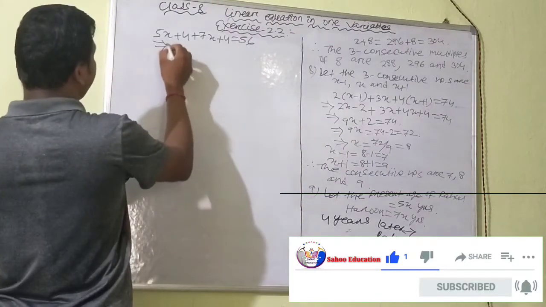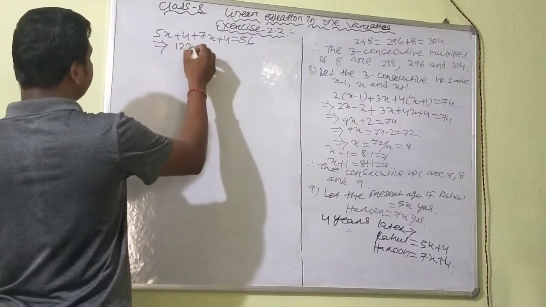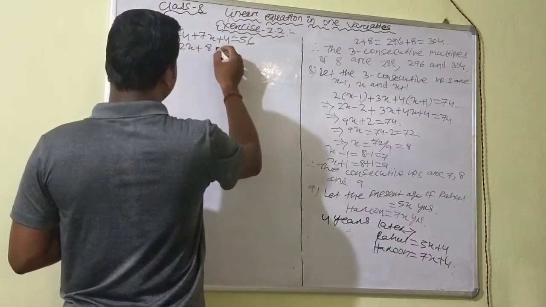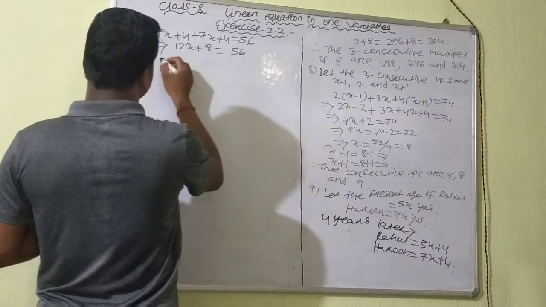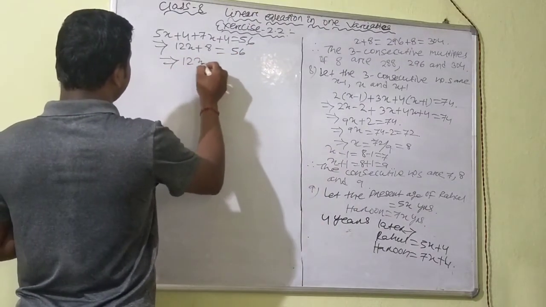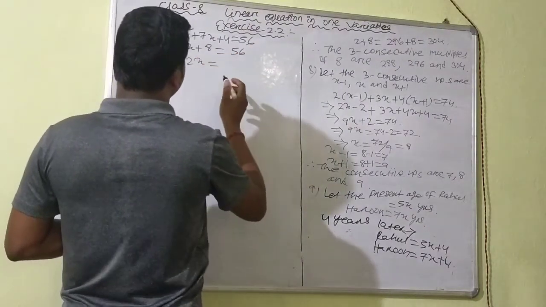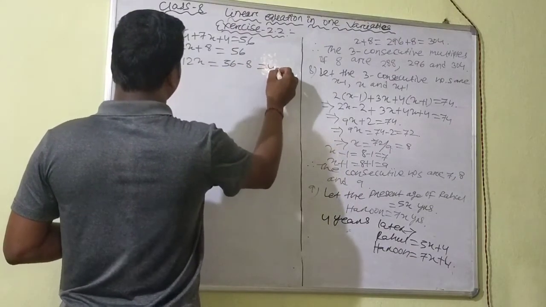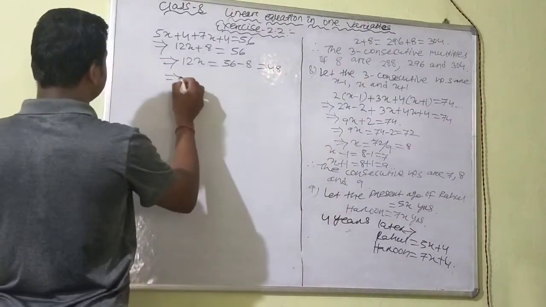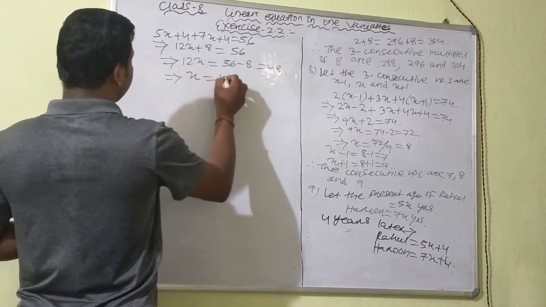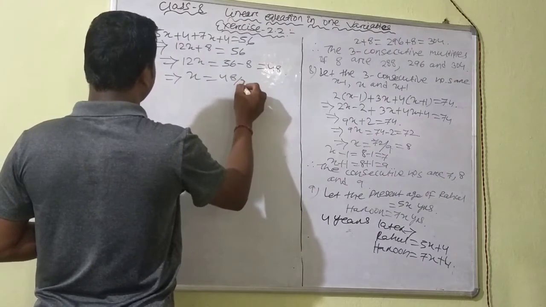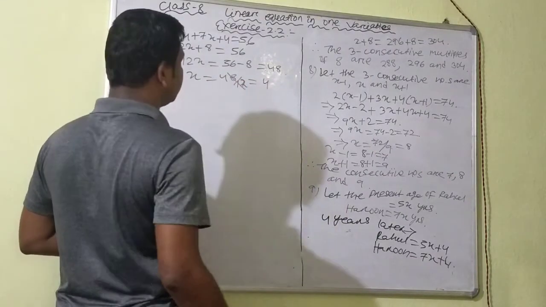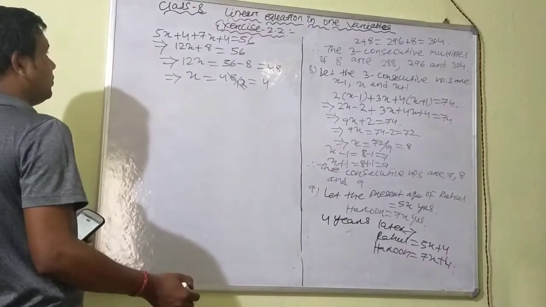Now we'll add variable to variable. That's 12x, plus 4 plus 4 is 8, equal to 56. So 12x equal to 56 minus 8, which is 48. x equal to 48 by 12. So x equal to 4.